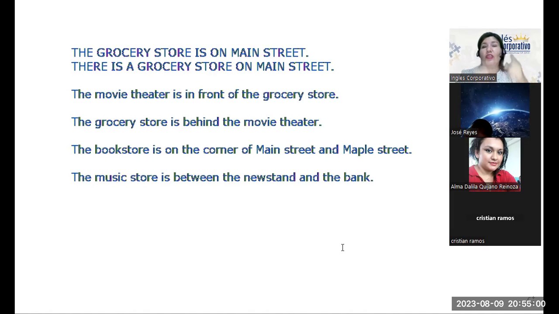Okay? The bookstore is on the corner of Main and Maple. The grocery is behind the movie theater. There is a grocery store on Main Street. So those are the sentences. Can you give me another example? ¿Me pueden dar otro ejemplo? Usando ya las preposiciones de lugar. Con el Italian restaurant, ¿qué ejemplo me darían?